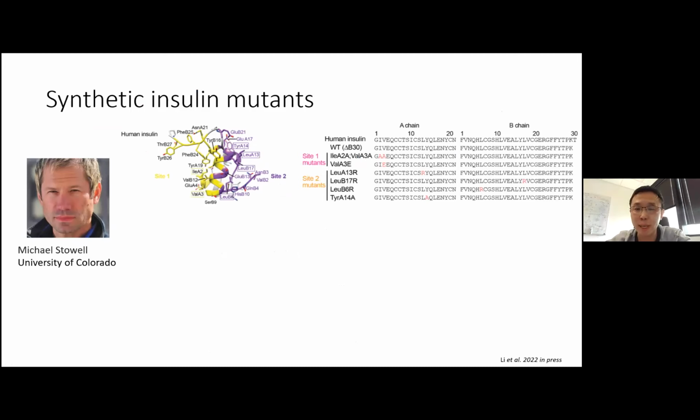So in principle, we can introduce a mutation to the SET1 residue on the insulin, and that insulin can only bind to SET2. In the same way, we can introduce a mutation to the SET2 residue of the insulin, and that insulin can only bind to SET1. We call this a site-selective insulin mutant. So we designed a series of insulin mutants that can only bind to either SET1 or SET2. Those that can only bind to SET2 we call the insulin SET1 mutant, and those that can only bind to SET1 we call the insulin SET2 mutant.